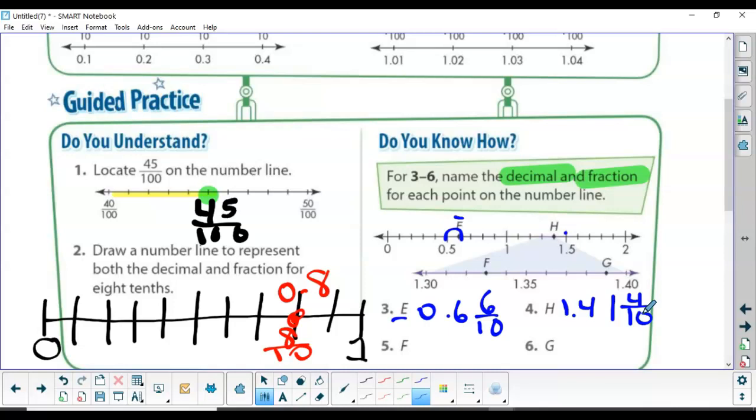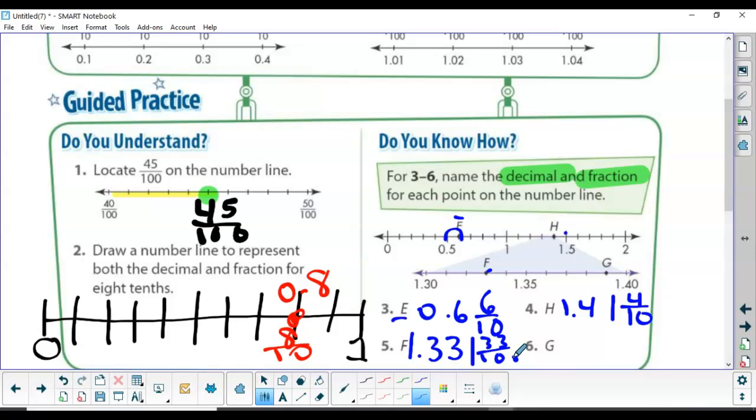Okay, let's find letter F. All right, I have 1 and 30 hundredths. So what do you think letter F is going to be? Yes, 1 and 33 hundredths.